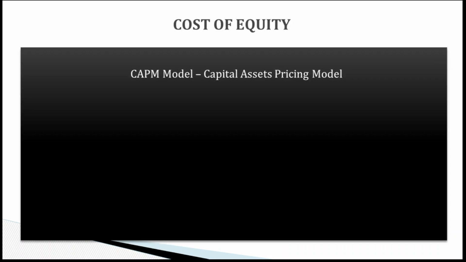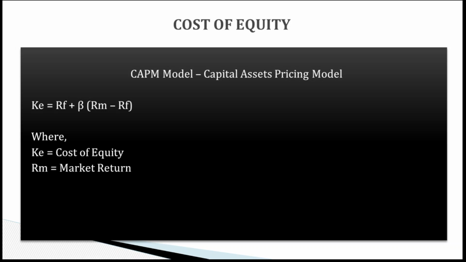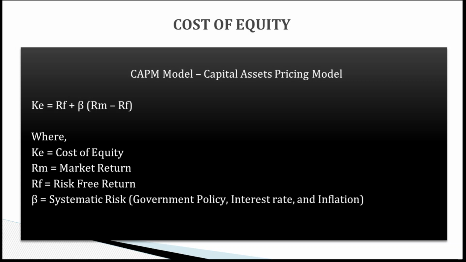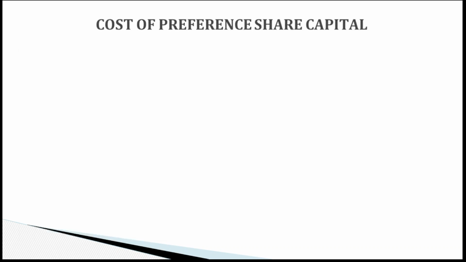And with respect to cost of equity, there is also the CAPM model, the capital asset pricing model, which says cost of equity = RF + beta (RM - RF). Here KE again is cost of equity, RM is the market return, RF is the risk free return and beta is the systematic risk associated in the business.